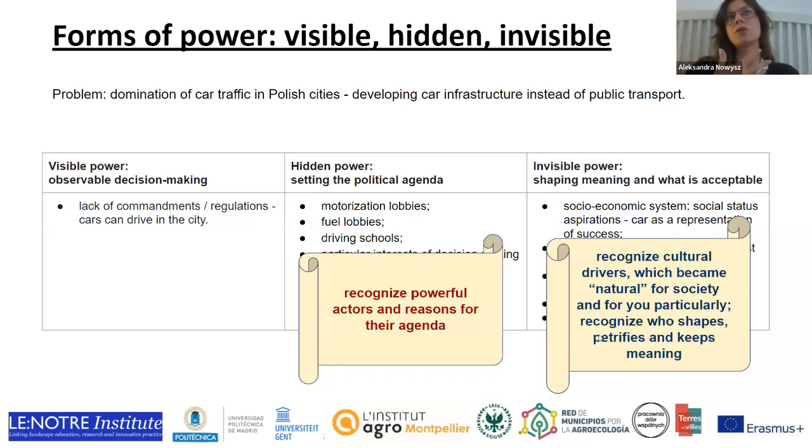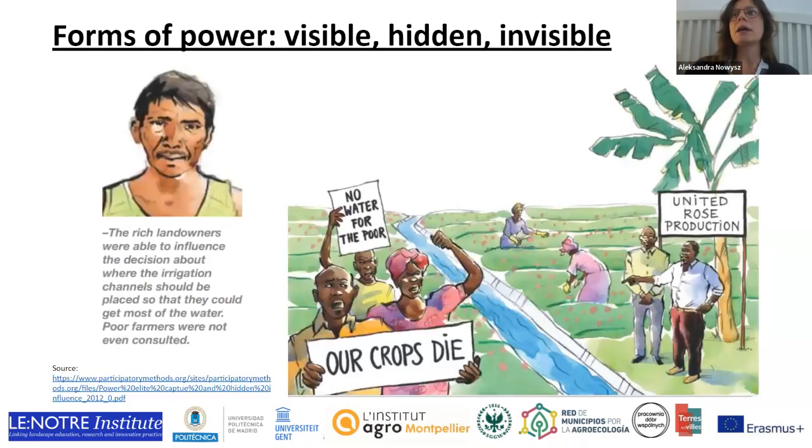What kind of forms of power, visible, hidden, and invisible, are in our cases of living labs? Because of course in the problem of food system, when we want to start and contribute to food system change, we also meet these forms of power, and it influences us, and it influences our approach, and it might also influence our assessment of the food system.